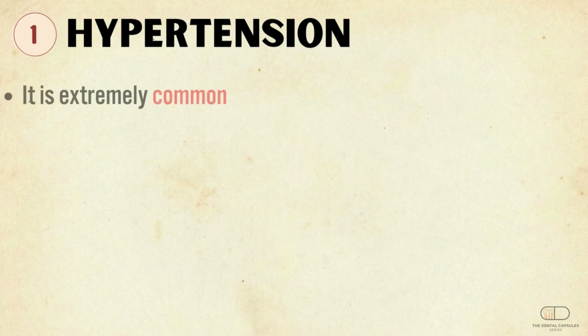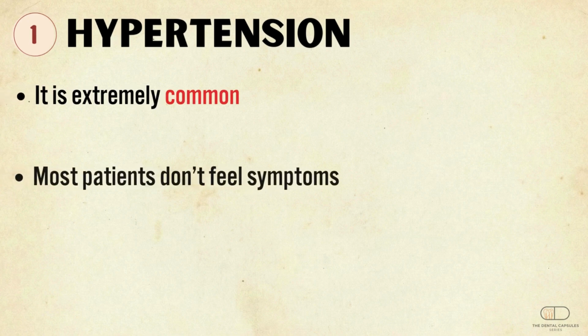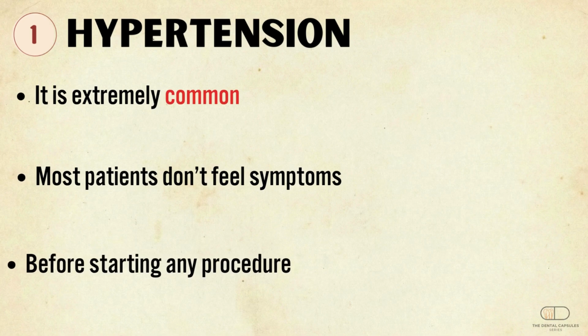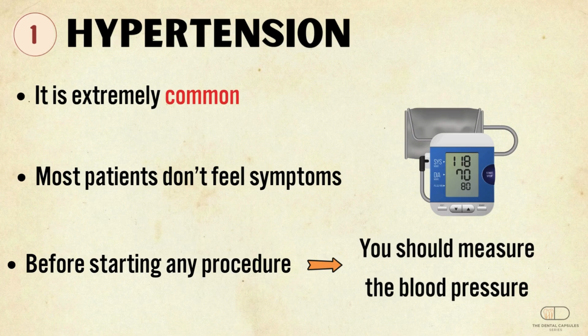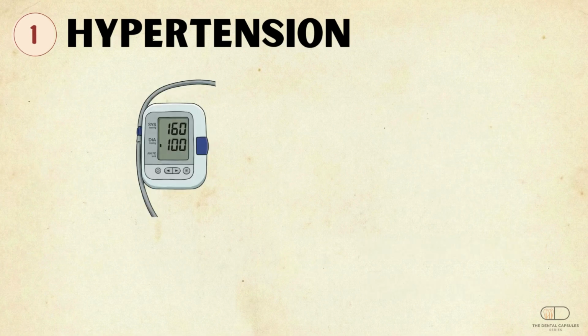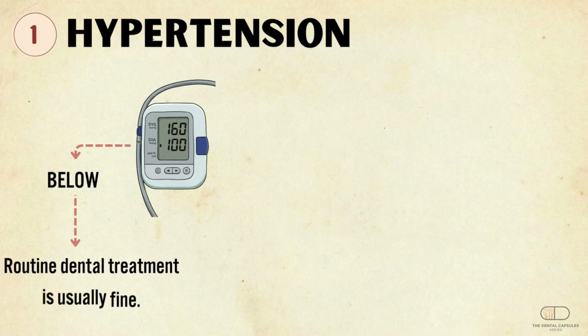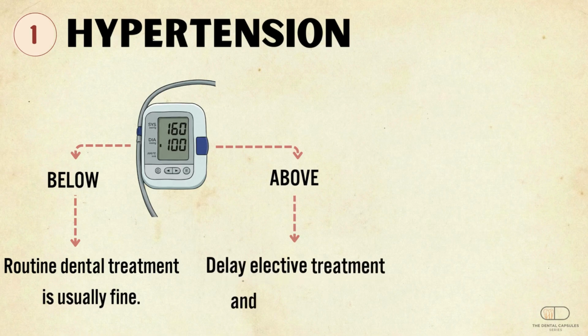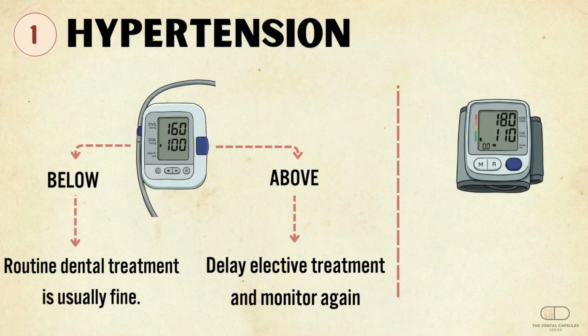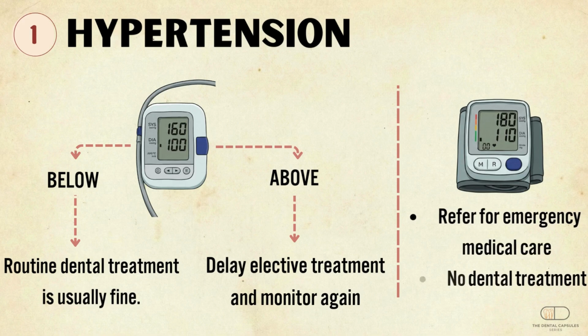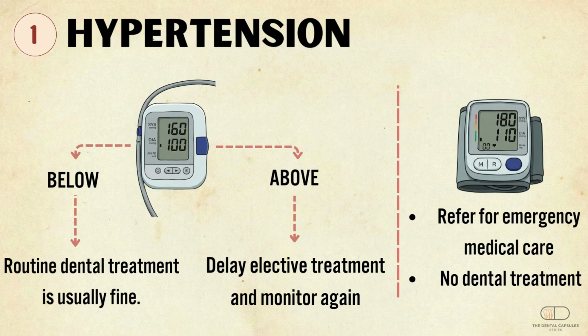Number 1, hypertension. Hypertension is extremely common, and most patients don't even feel symptoms. Before starting any procedure, especially surgical work, you should measure the blood pressure. If it's below 160/100, routine dental treatment is usually fine. If it's above 160/100, delay elective treatment and monitor again. If it's above 180/110, the patient should be referred for emergency medical care, not dental treatment.